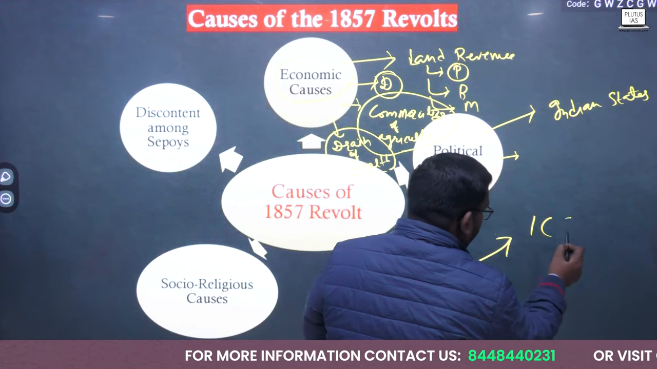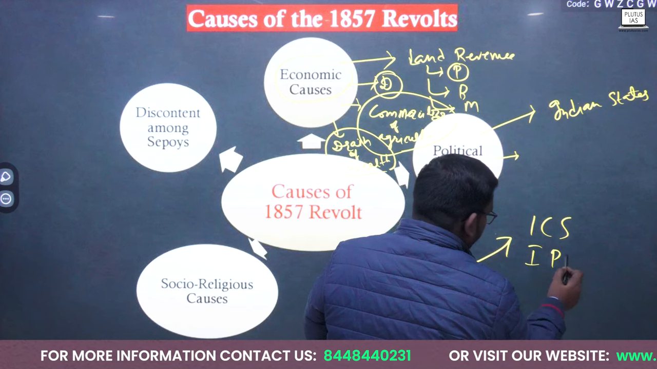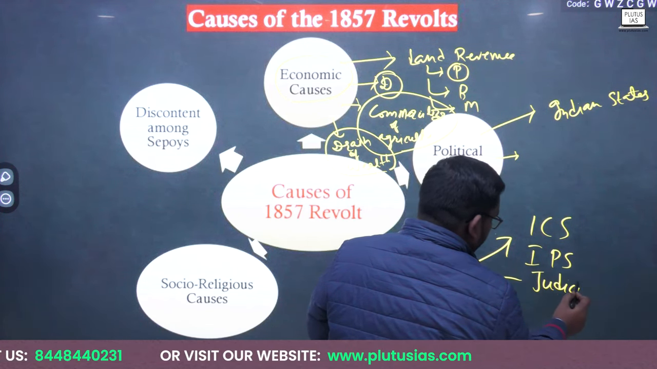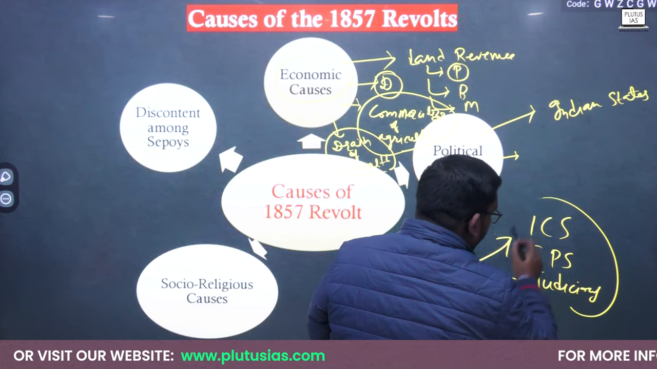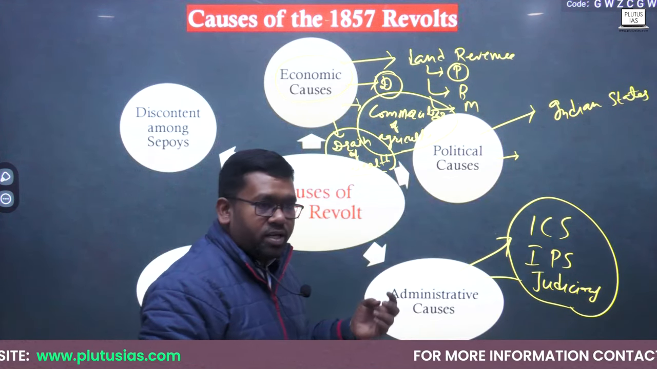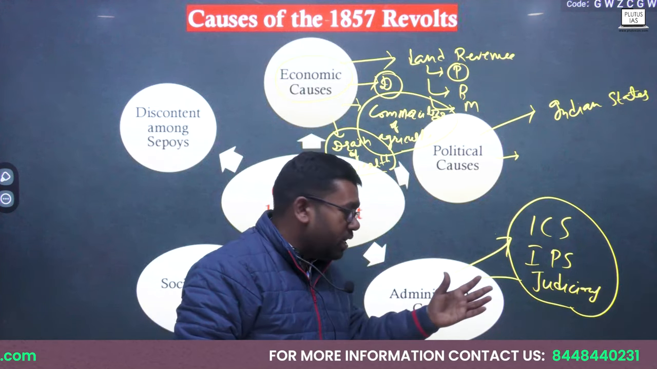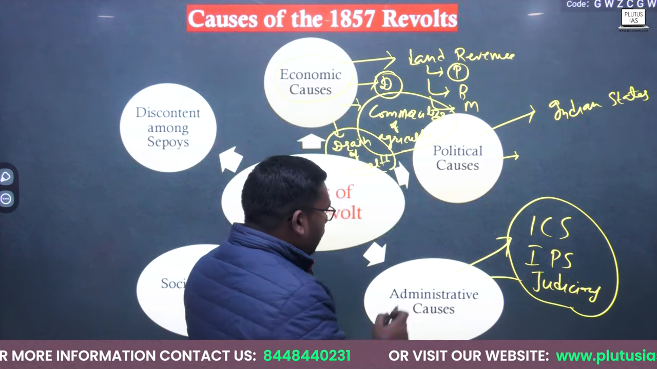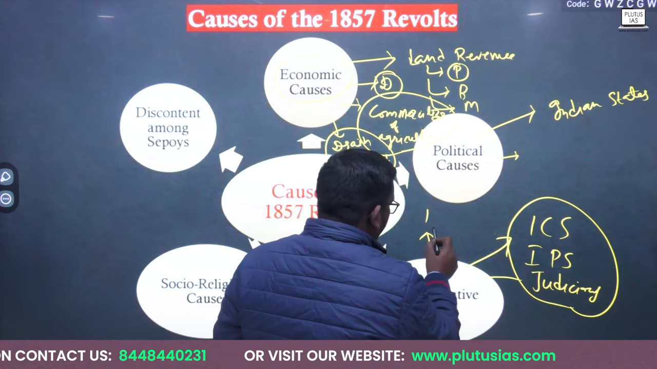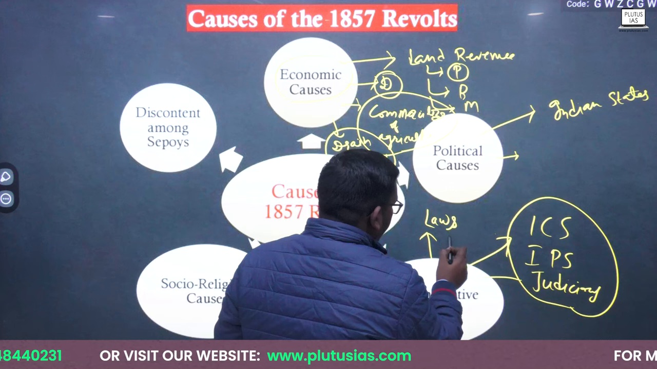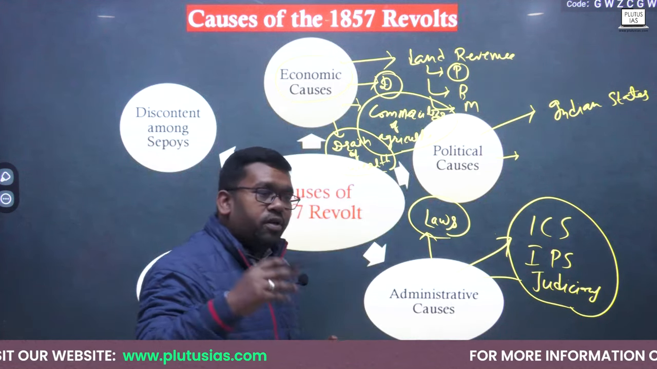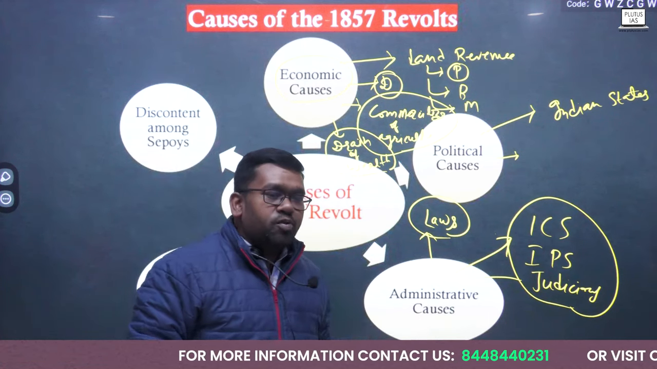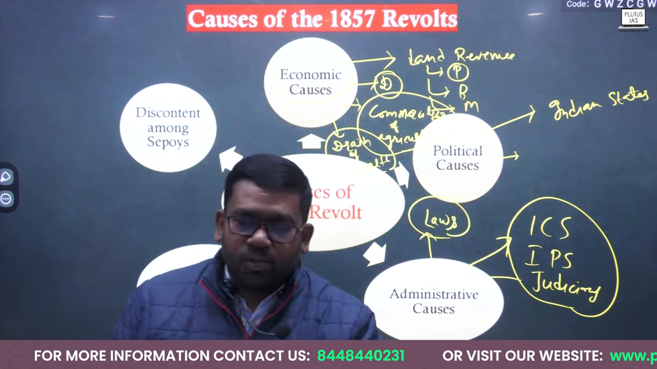If you remember, the ICS, the police service, and then the judiciary, in all of these posts only the British were appointed. Indians were not appointed to these posts. So there were administrative causes. Apart from this, their laws and regulations were different: different for Hindus, different for Muslims, and different for themselves. So there were administrative problems. They were not ruling properly. The main purpose of their rule was to exploit Indian resources.